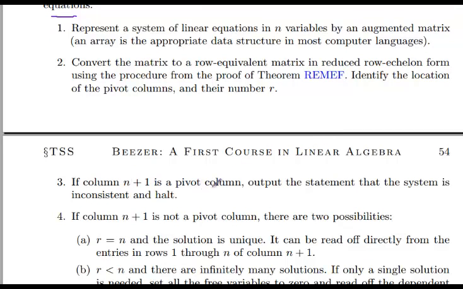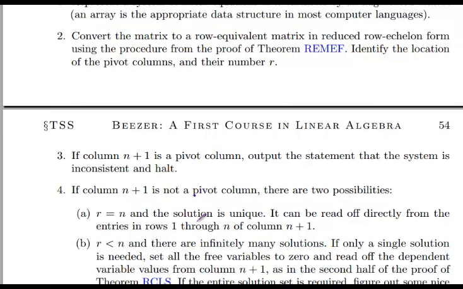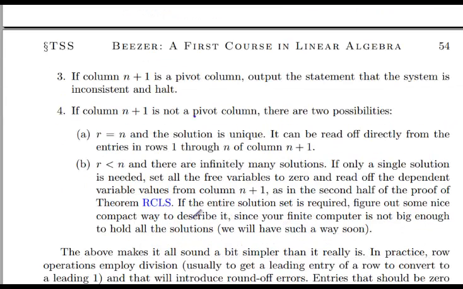Now, if the last column is a pivot column, then you know the system is inconsistent. If the last column is not a pivot column, then either r is equal to n, which you can read off from the reduced row echelon form, then you'll have a unique solution. And you can read off the solution from the entries in the last column. On the other hand, if r is less than n, there are infinitely many solutions. So you'll have to find some way to describe it using 3 variables.